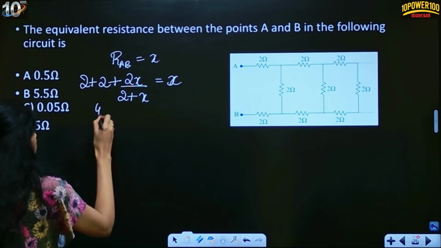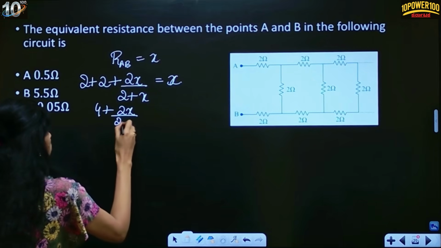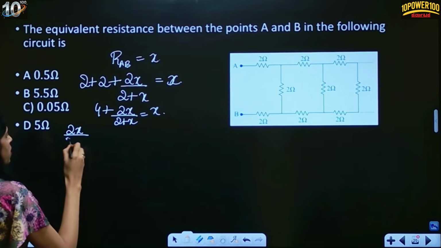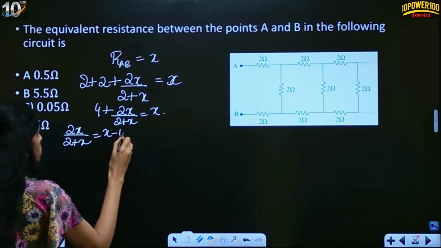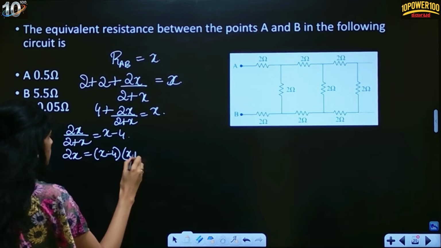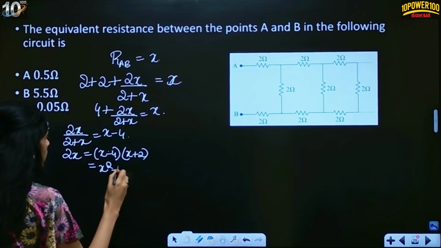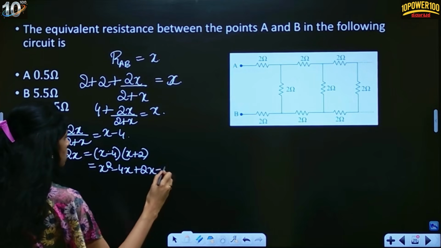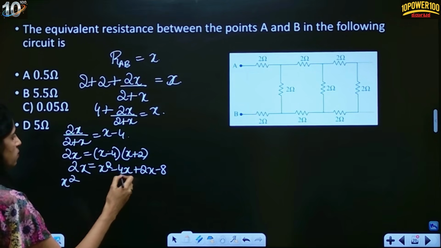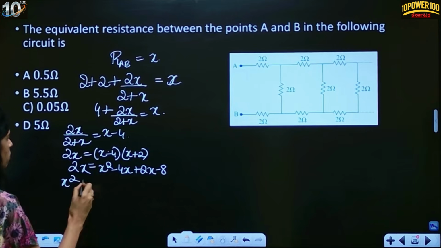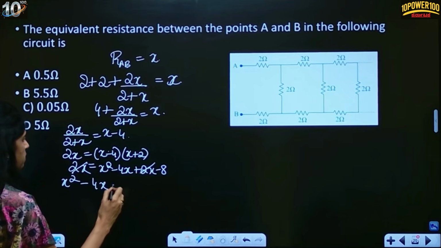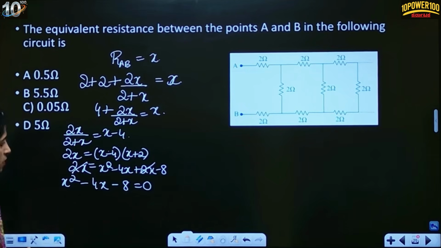Now 2 plus 2 is 4, plus 2x divided by 2 plus x equals x. So now what will you get? 2x divided by 2 plus x is x minus 4. So 2x equals (x minus 4) times (x plus 2). So you get x square minus 4x plus 2x minus 8 equals 2x. So you're getting a quadratic equation. x square minus 4x plus 2x is minus 2x; if 2x goes to the other side, it becomes minus 4x total. Or you can cancel 2x, and you'll get x square minus 4x minus 8 equals 0, guys.